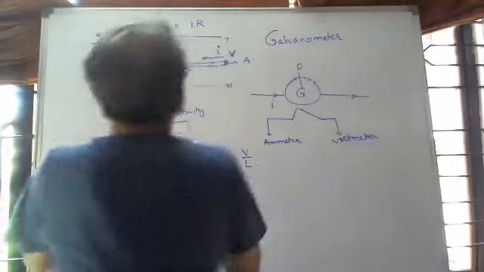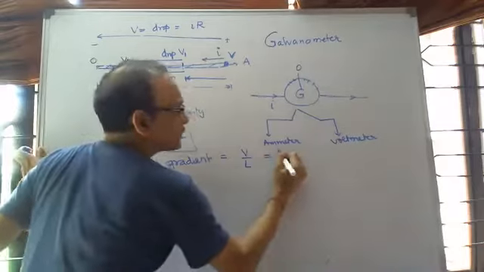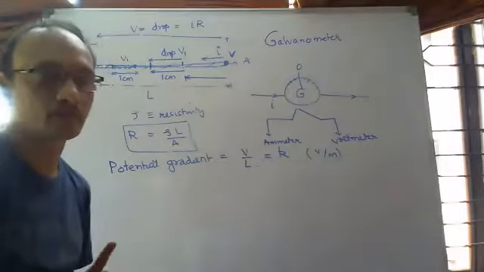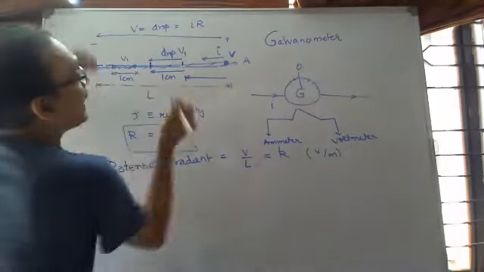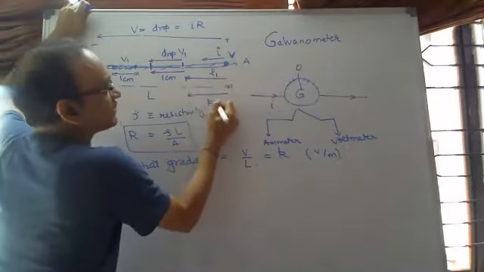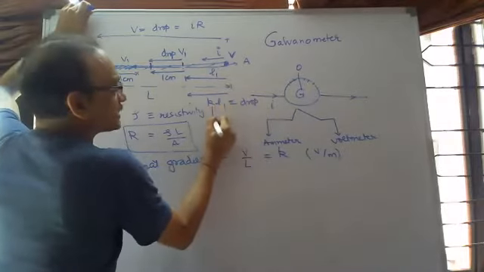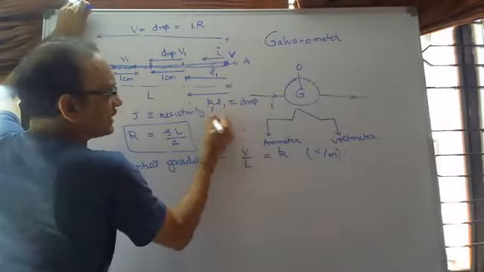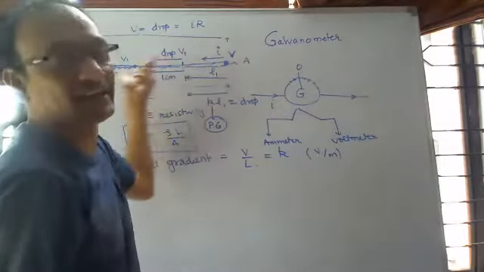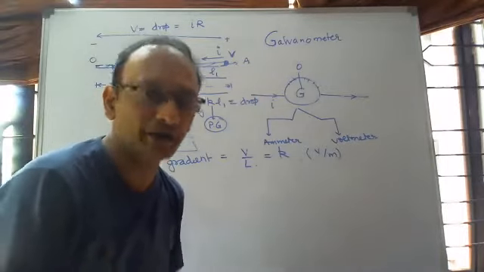So this potential gradient, volts per meter, I'm going to call K. Right? And if I have a length L1, then the drop over L1 would be KL1. If K is the potential gradient, PG, then KL1 would be the drop over length L1, no matter where that length L1 is selected. Right?